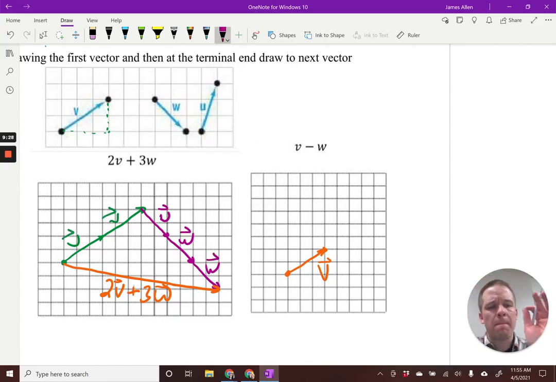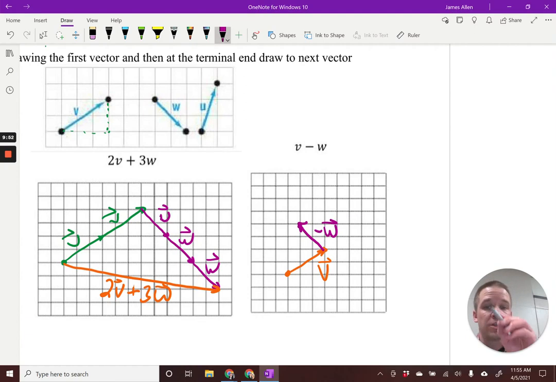And now with w, so that's minus w or negative w, okay? So we're going to go the opposite direction. I'm going to go the opposite direction there. I'm going to go to the left 2 and then up 2, which would end me right here. That would be negative W.